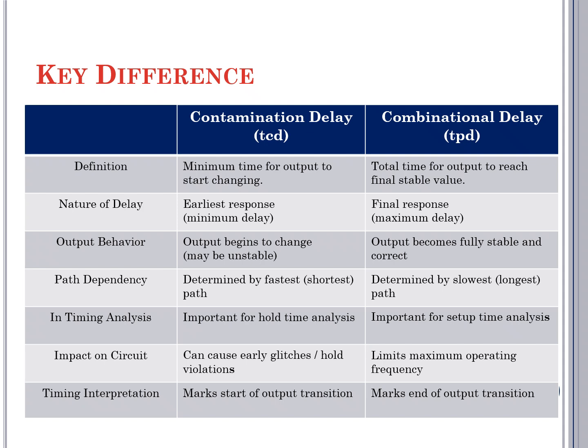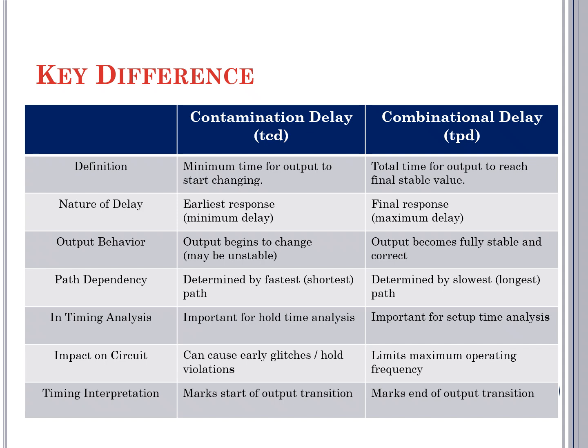If contamination delay is too small, data changes too early, and this can cause a hold violation. If combinational delay is too large, data arrives too late, and this can cause a setup violation. Let's summarize in a simple way. Contamination delay is the start of the output transition and combinational delay is the end of the output transition.